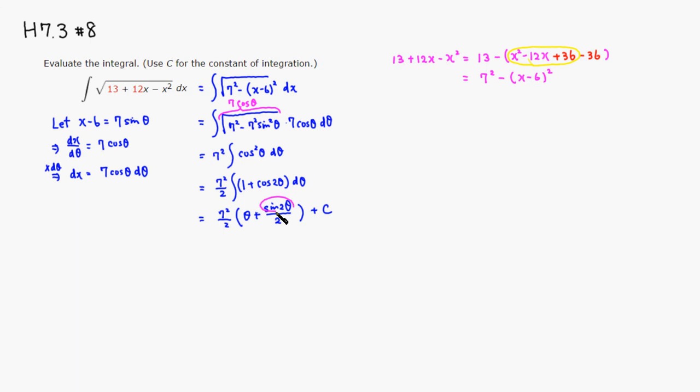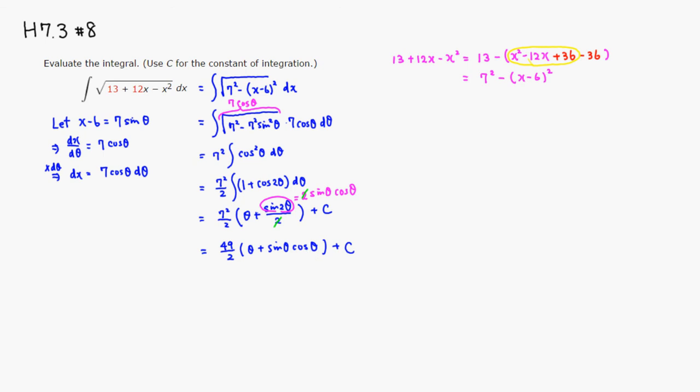Since sine of 2 theta, using a trig identity, is 2 sine of theta cosine of theta, we can cancel the 2 on top and the 2 on the bottom. So we're going to get 49 over 2 times theta plus sine of theta cosine of theta plus some constant c. Now we just have to rewrite theta, sine of theta, and cosine of theta in terms of x.